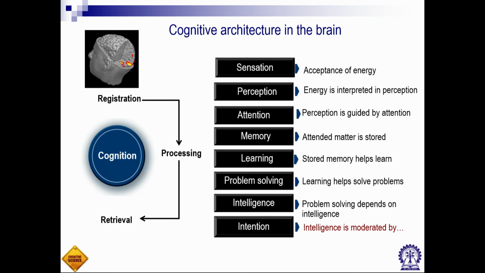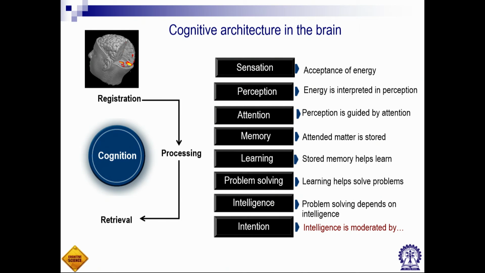When we learn certain things, we try to solve problems with the process of learning. When we try to solve a problem, we find that intelligence has a big role to play. And finally, we see the feeling component of it, the intent component of it, the emotion component of it also moderate our problem solving architecture. So, when we talk about cognition, we talk about all such steps, and we basically do research right from acceptance of energy to ultimately a decision when it is really taken.